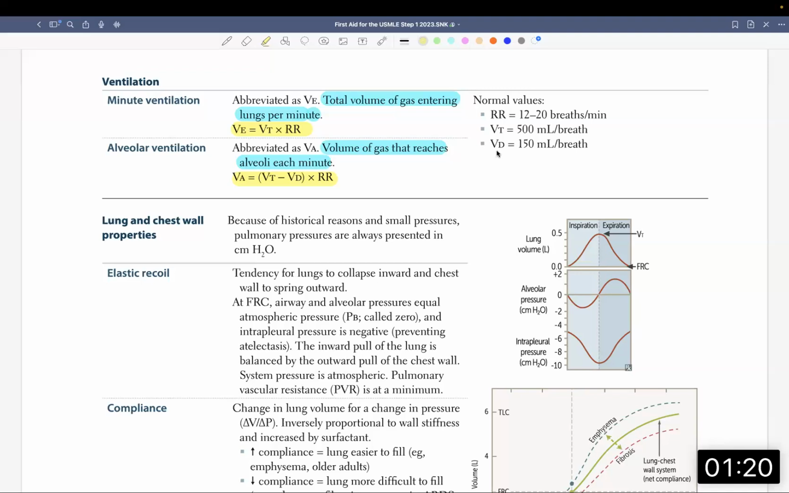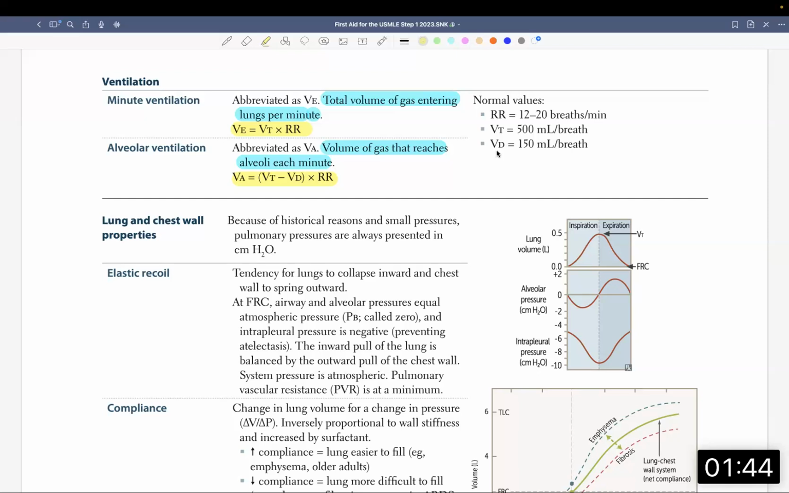VE equals VT into RR. VA is VT minus VD into RR. VE equals VT into RR. VA equals VT minus VD into RR.